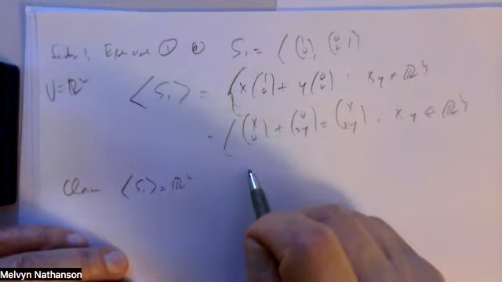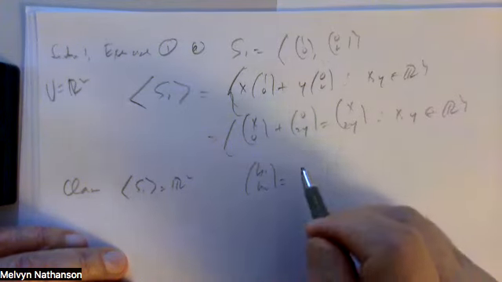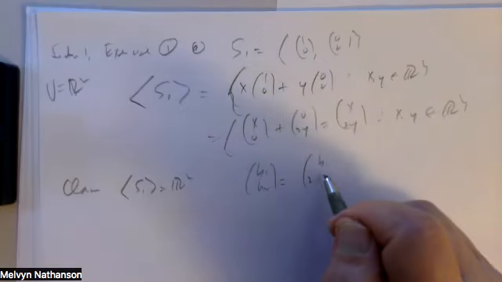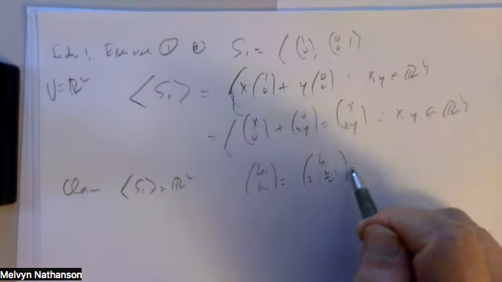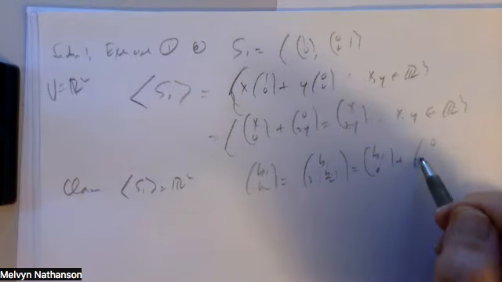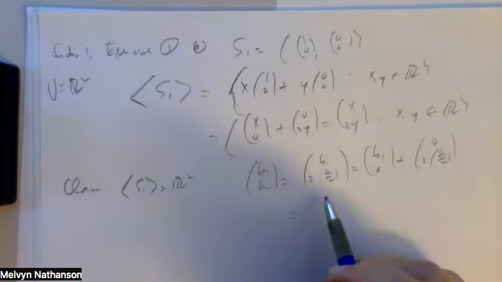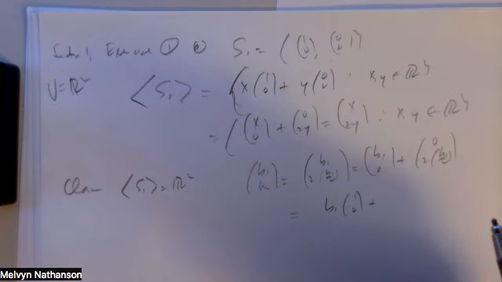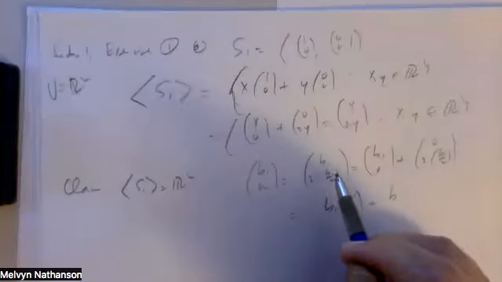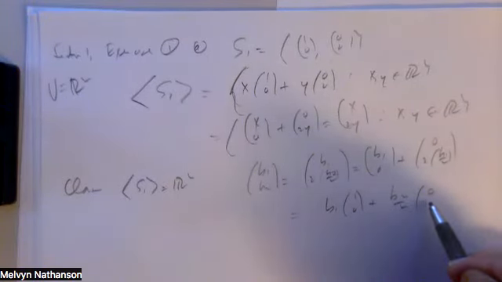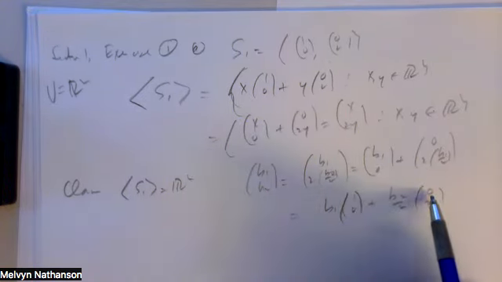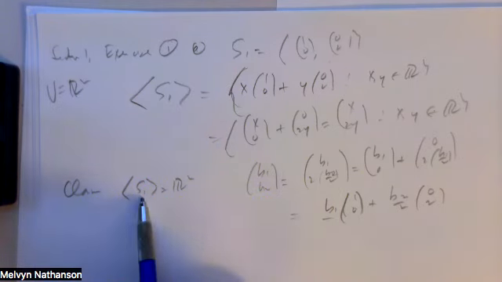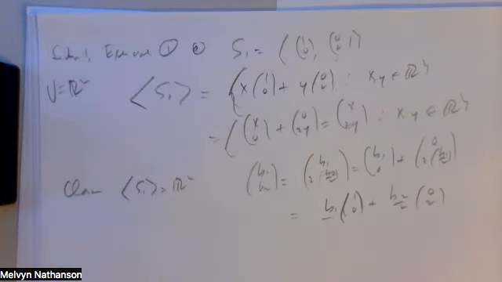If I take any vector (b1, b2), I can write that as (b1, 0) plus (0, 2 times b2 over 2), which is the vector b1 times (1, 0) plus b2 over 2 times the vector (0, 2). If I take the vector (1, 0) and the vector (0, 2), and I take this linear combination, I get (b1, b2) for any b1 and b2. So the subspace these two vectors generate is the entire space R2.